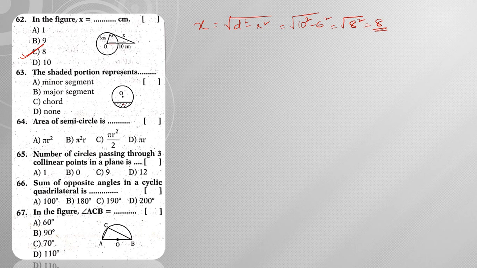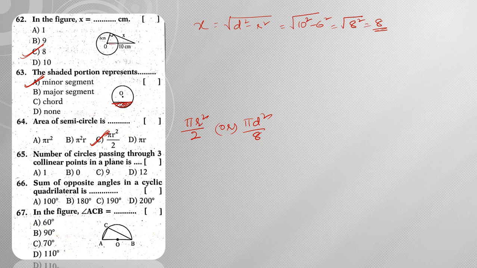Next, the shaded portion represents? The shaded portion is formed by a chord and the length of arc. This particular part is comparatively smaller in area, hence it is called a minor segment. Next, area of semicircle. Already the area of circle is pi r square, so area of semicircle is half of it, or you can write it as pi d square by 8. Hence the answer is pi r square by 2.